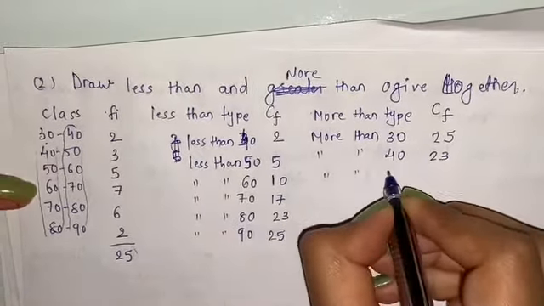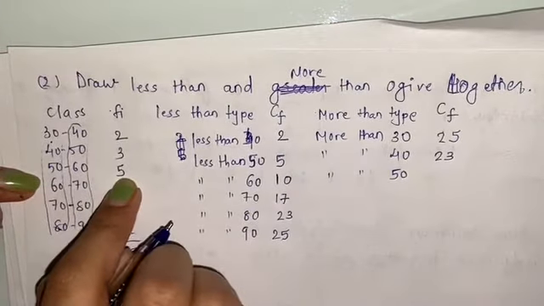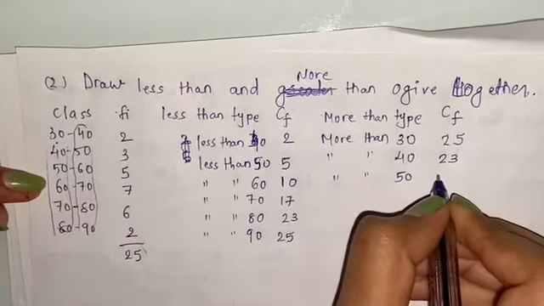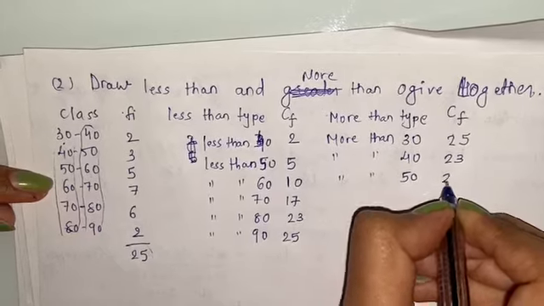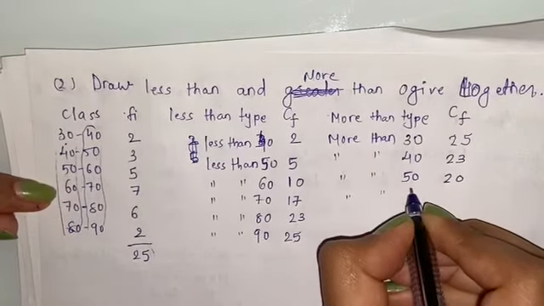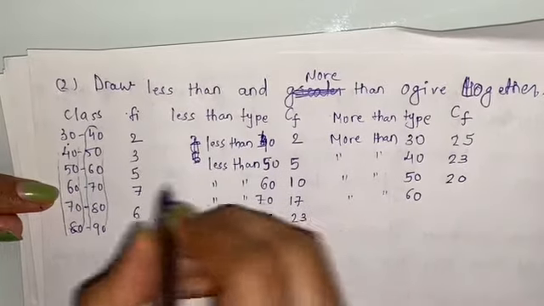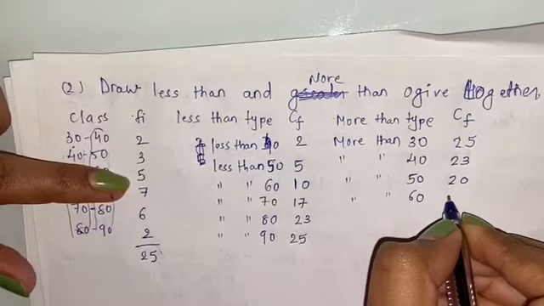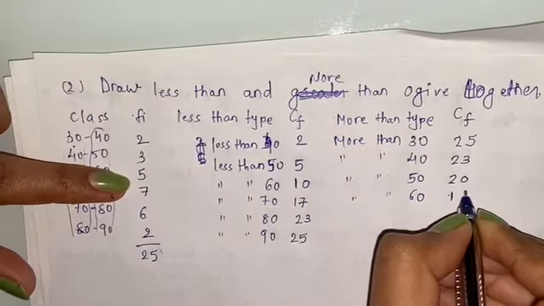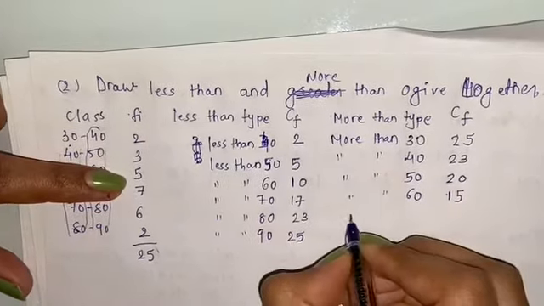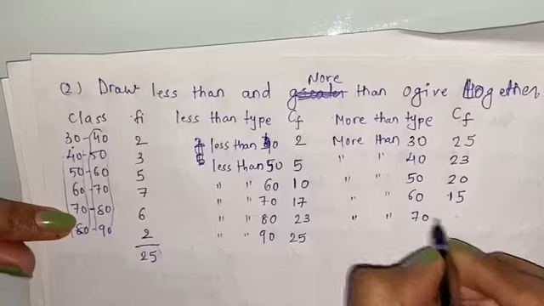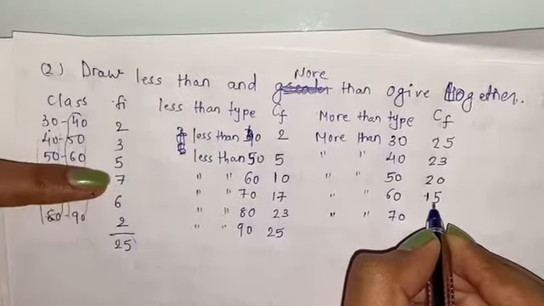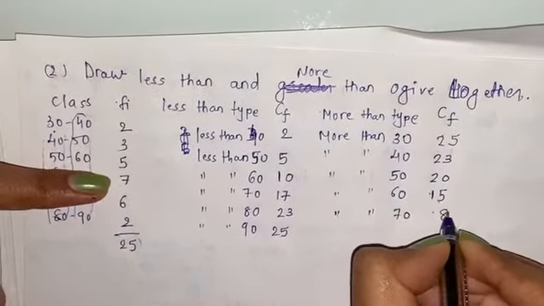Next is more than 50. More than 50 means this number. So the previous number you have to subtract from 23. So that will be 20. Next is more than 60. So more than 60 means 7. So you have to subtract from the previous number, from 20. So that will be 15. Next is more than 70. So we have 15. More than 70 means you have to subtract 7 from 15. So it will be 8.